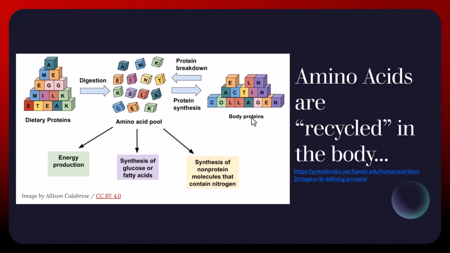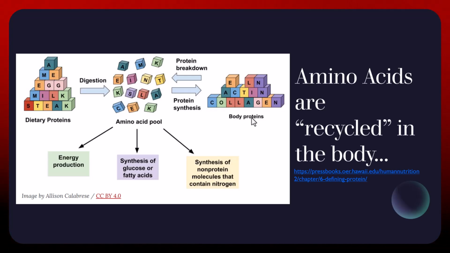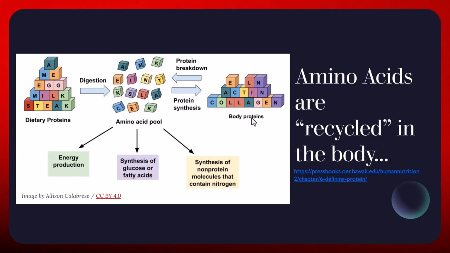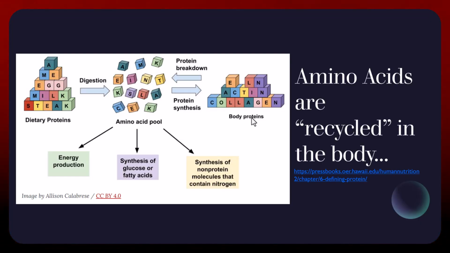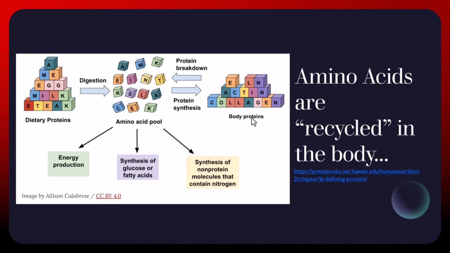So amino acids are really recycled in the body. So when we think about the body's inability to do things without enough protein, this is one of the reasons why, because this is the process that's going on in the body that isn't possible when there's not enough protein around. Dietary proteins during digestion are broken down into an amino acid pool. And that amino acid pool is used for energy production, for the synthesis of glucose or fatty acids, and for the synthesis of non-protein molecules that contain nitrogen, okay? And then the body can build proteins, okay, from this amino acid pool.